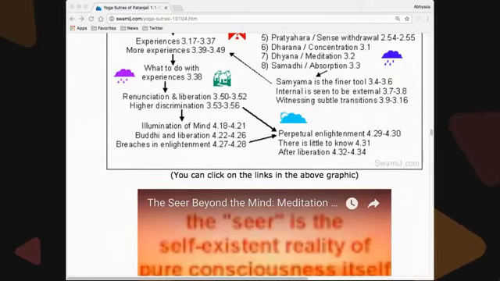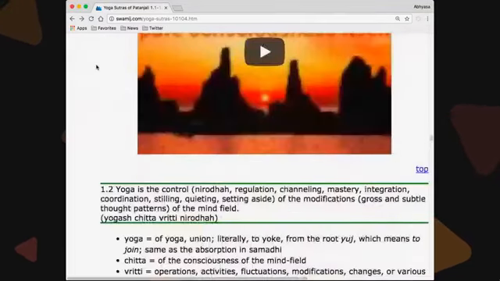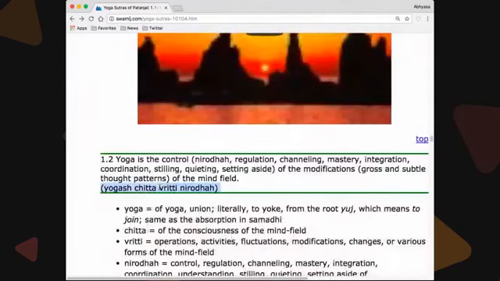It's just not that complicated. And then how to communicate it. And that's what we're doing. This is what I'm attempting to do. Here's the definition of yoga.